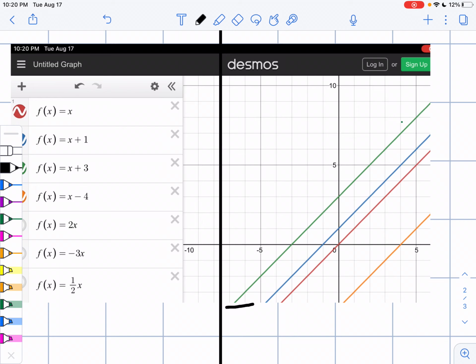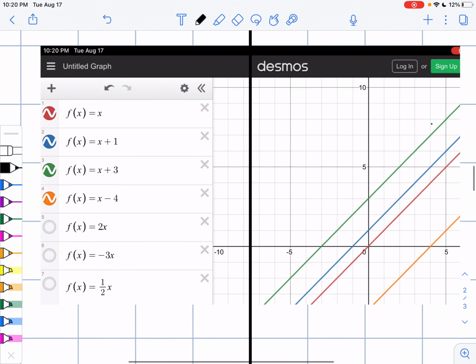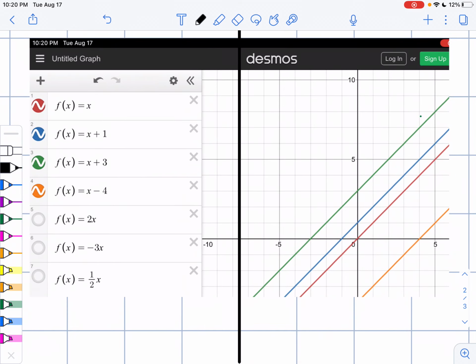Let's move this over a little bit. Okay, I'm looking at my red line here. I notice that it goes through the origin, and I'm going up 1 over 1, up 1 over 1 for my slope. If I look at my blue line, it doesn't start at the origin, but my slope, I'm still going up 1 over 1. Did my slope change? No, it stayed the same.